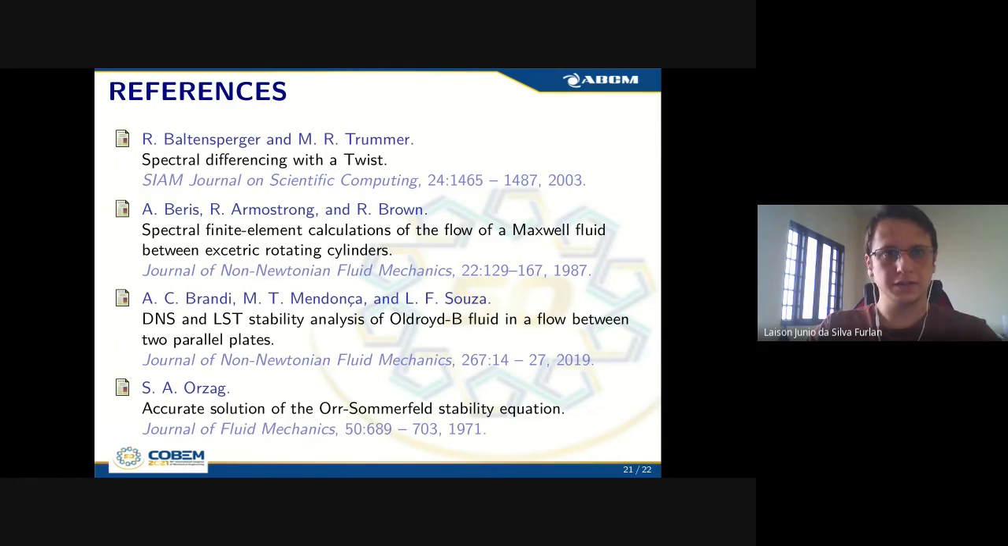Here is the reference used in this work. The reference used to compare the results is number 31, DNS and LST stability analysis of Oldroyd-B fluid in a flow between two parallel plates, and was published in 2019.